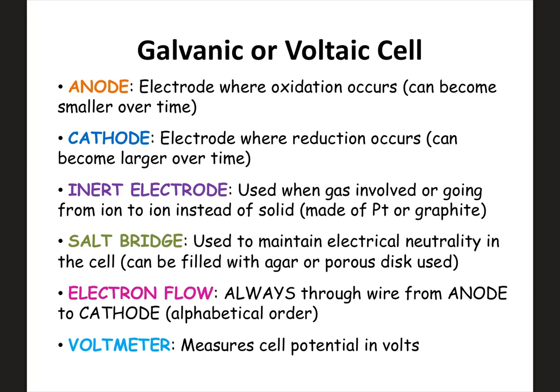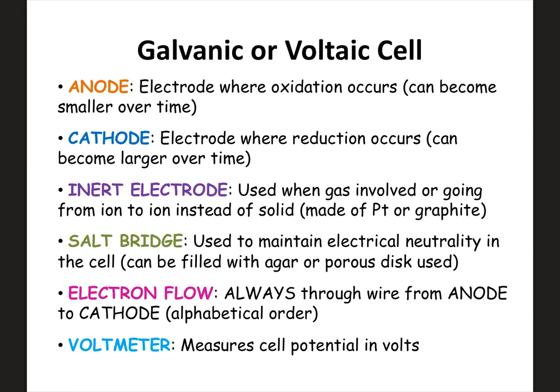So they use this inert electrode to kind of function as the solid here, if you will. It's typically made of platinum or graphite. You just need to realize that it's needed here because we're going to be using a gas or an ion instead of a normal solid, as you'll see.